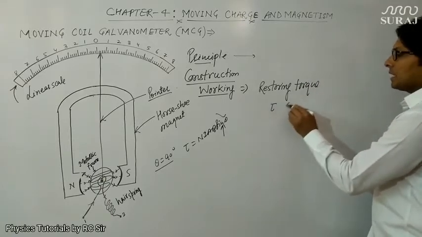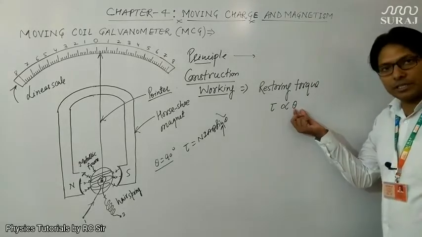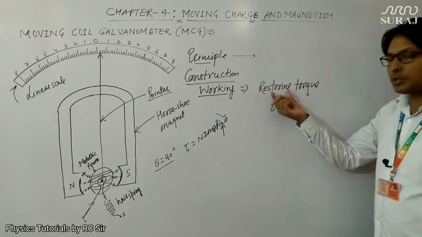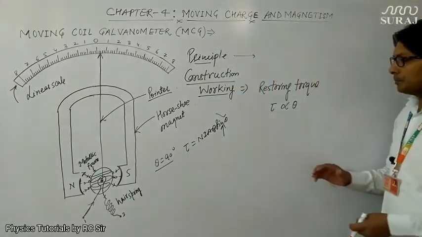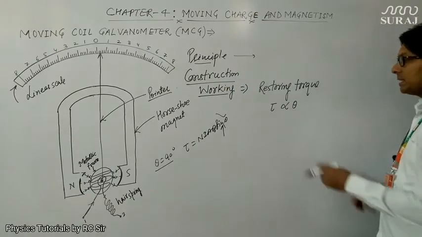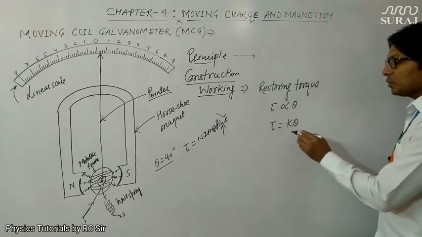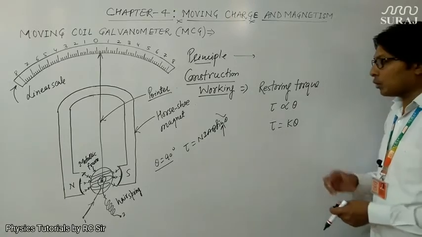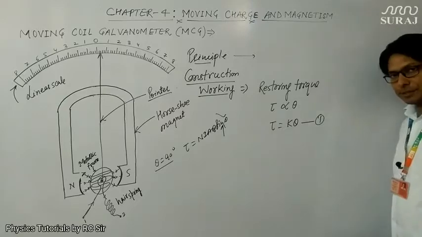Tau is directly proportional to theta. So theta is the angle of deflection, and tau is the restoring torque produced in this spring. So more will be the deflection, more will be the torque. So torque is equal to k theta, where k is a constant which is known as spring constant or torsional constant also. So suppose this is equation first.